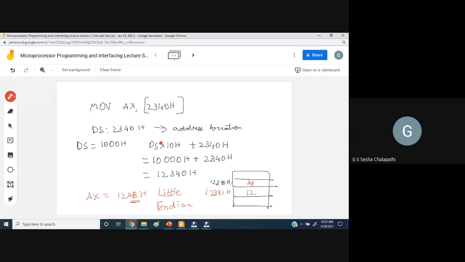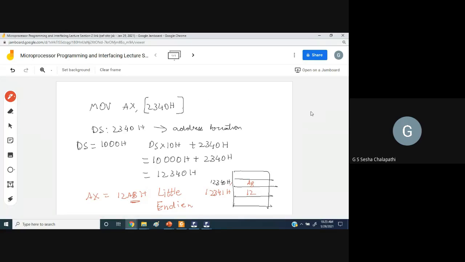Okay, I'm not sure about the spelling, but I think it is endian. So that is the little endian format. In contrast, you have what is known as big endian format.